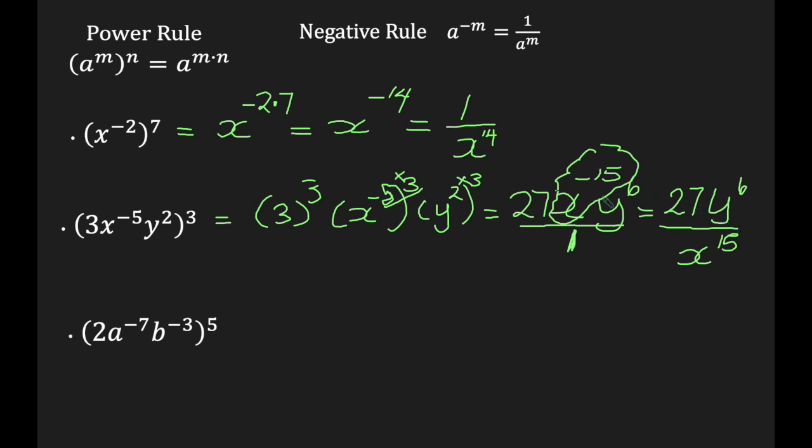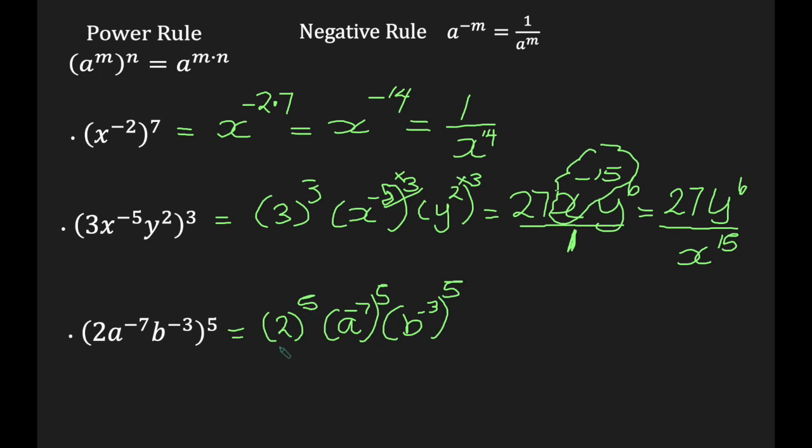Let's take a look at another example. I have 2a to the negative 7, b to the negative 3, and all of that is raised to the 5th power. So everything in the parentheses must be raised to the 5th power. The 2 is raised to the 5th power, the a to the negative 7 is raised to the 5th power, and the b to the negative 3 is raised to the 5th power.